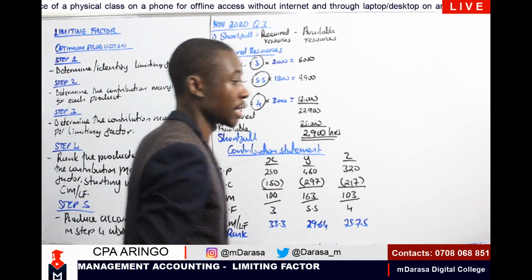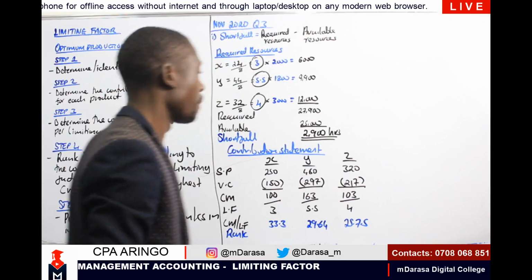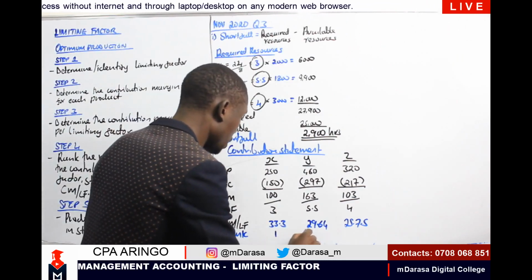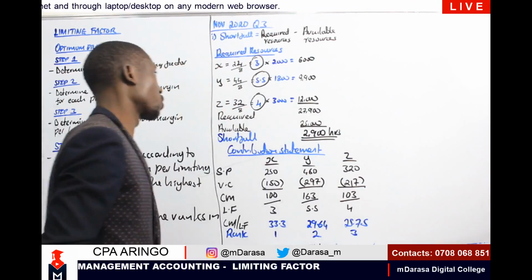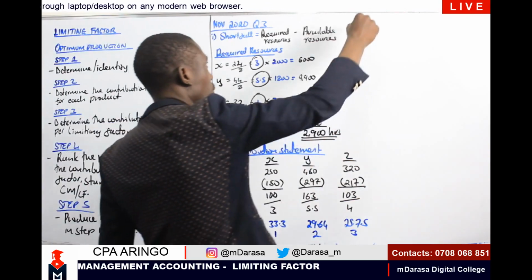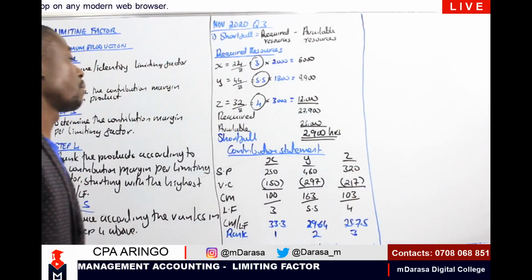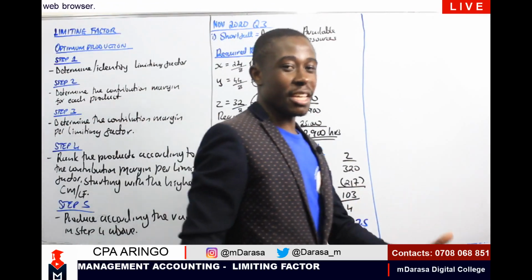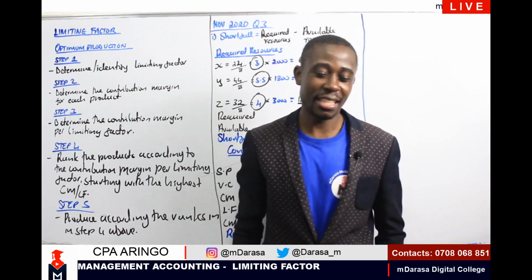I want you guys to rank for me. I want us to rank starting with the highest contribution margin per limiting factor. So the highest here I can see is product X1, product Y2, and product Z3. So we have ranked according to contribution margin per limiting factor. The next concept is to do what? See how it's flowing.